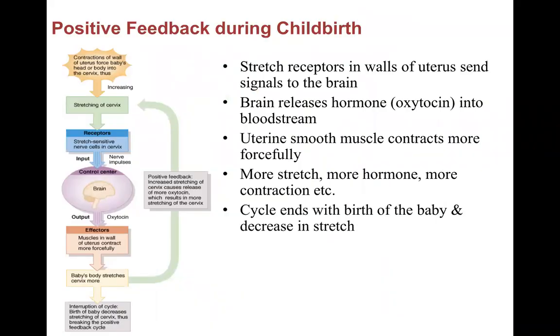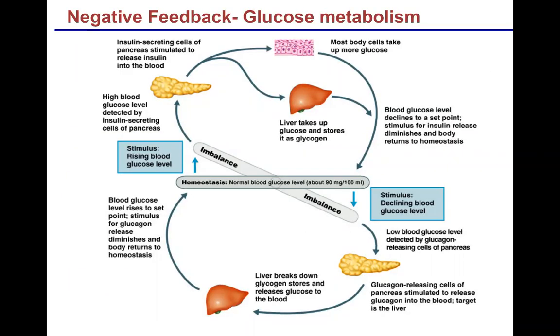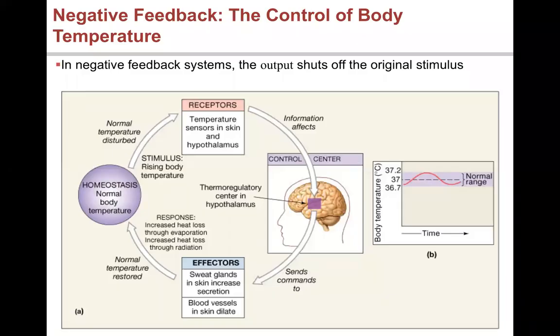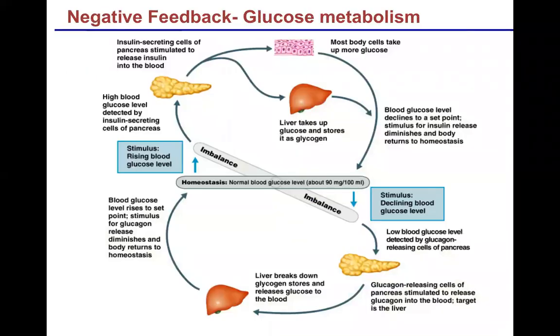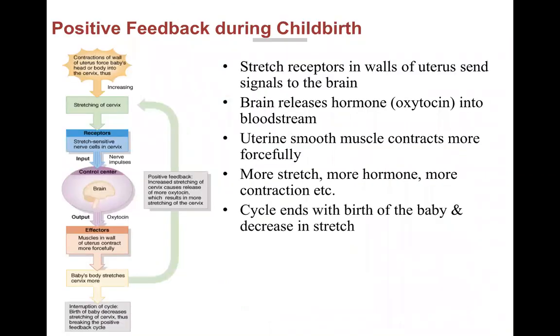So these two examples that we just went through, the body temperature and the glucose metabolism, both are examples of a negative feedback loop. Okay, how the original stimulus is shut down in order to keep the homeostatic control. The next slide actually shows you a positive feedback, how the original stimulus is increased in order to result in a much more enhanced action.